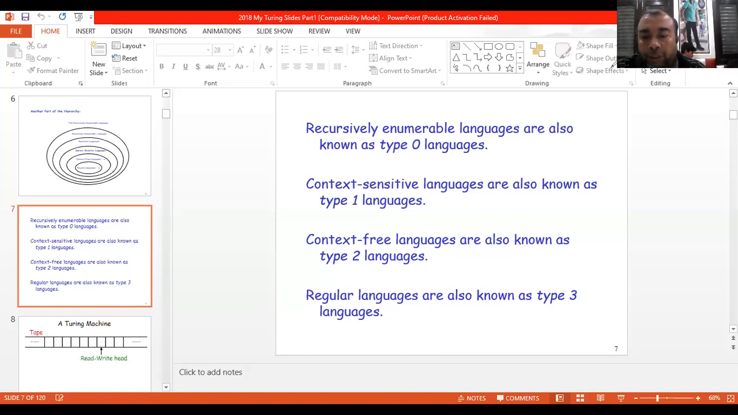So type 0 to type 3. Type 0 least restricted and type 3 most restricted. Okay, good.